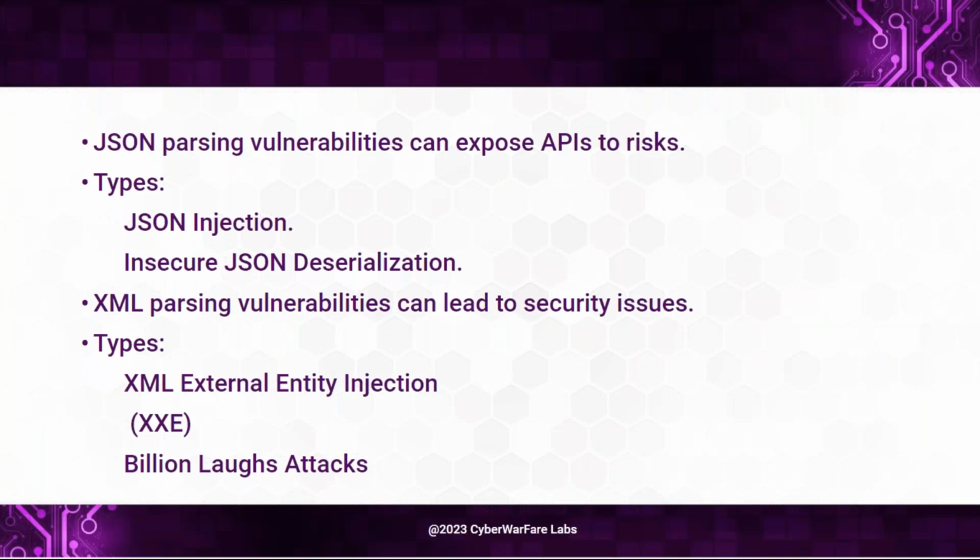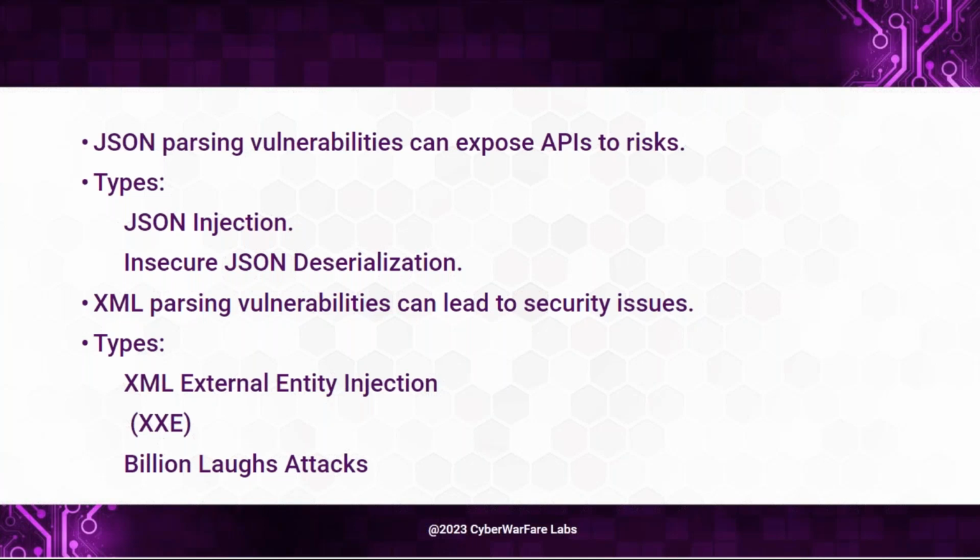We take JSON first. JSON parsing vulnerabilities can expose an API to risk. There are two types of attacks. JSON injection means injecting a JSON payload in a request that's sent to the API, and then it exploits the server. After exploiting, it gives off sensitive data to the attacker. Insecure JSON deserialization is another type of attack.